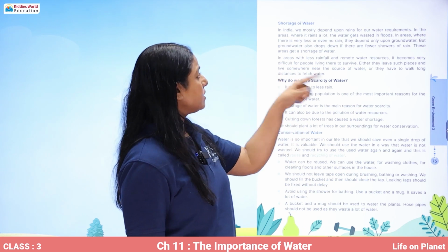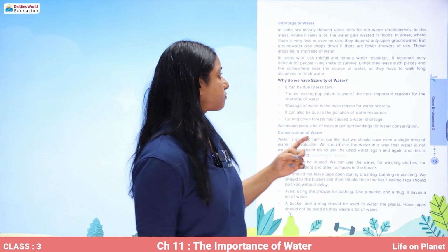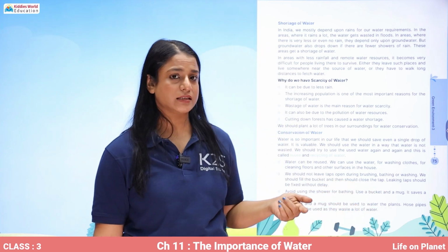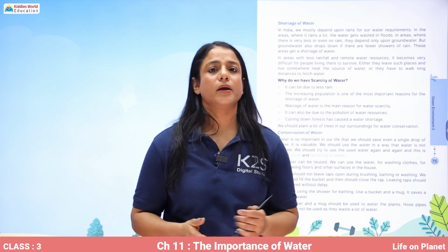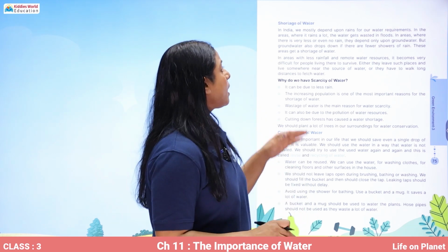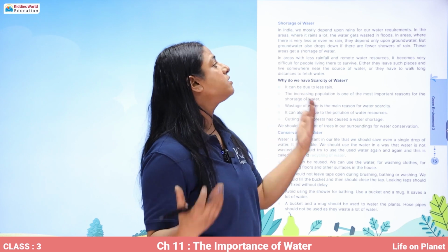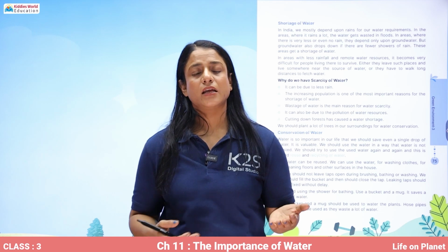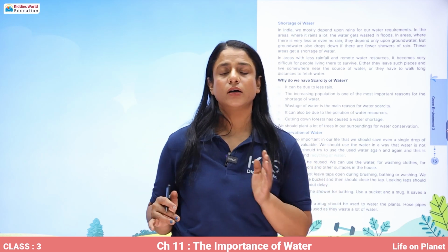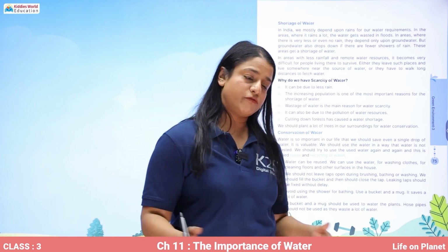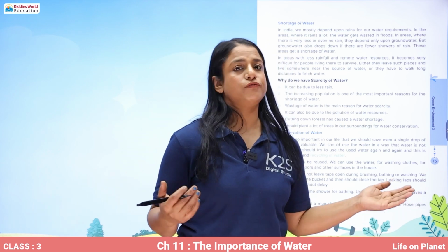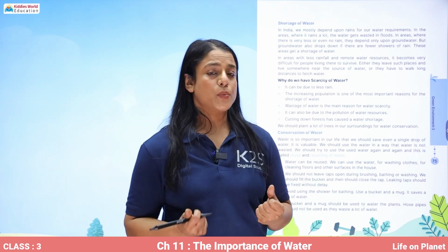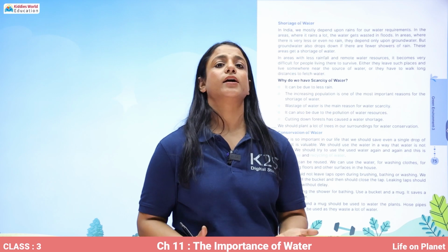Now, why is there a shortage of water? In India, we mostly depend upon rains for our water requirement. That's correct. So, for our water requirement, we usually depend on rain. And in the areas where it rains a lot, the water gets wasted in floods. Due to heavy rains, floods also come, and due to floods, all the water gets wasted. We are not able to harvest it, we are not able to conserve it, we are not able to collect it.